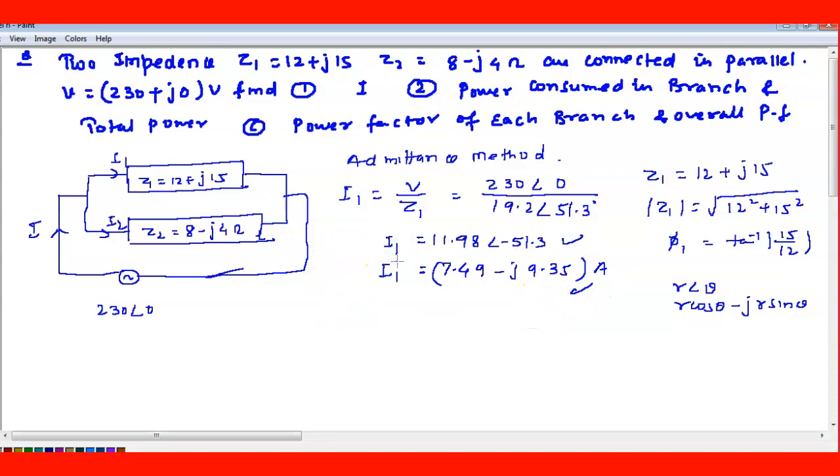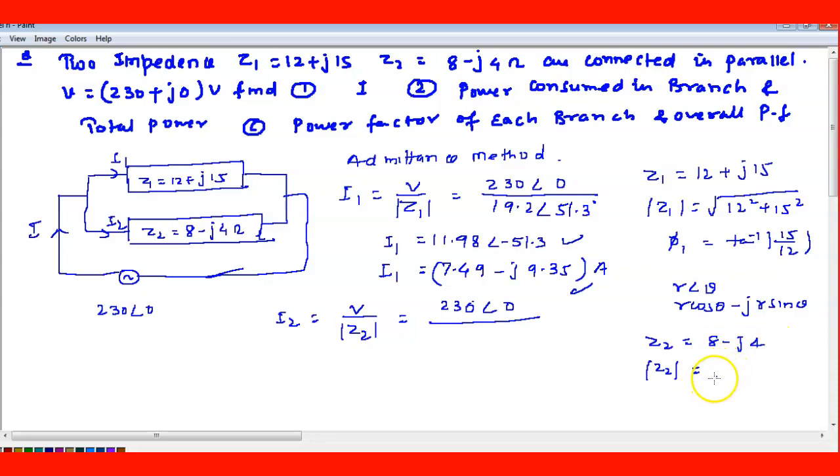Any doubt till here? Any doubt in finding I1? Now tell me I2. I2 is equal to V upon Z2, where Z2 is taken as magnitude. V is 230 with angle 0, and Z2 is equal to 8 minus j times 4. The magnitude is the square root of 64 plus 16. You can find it and tell me. This will come 8.94, and phi 2 will be minus 26.56.